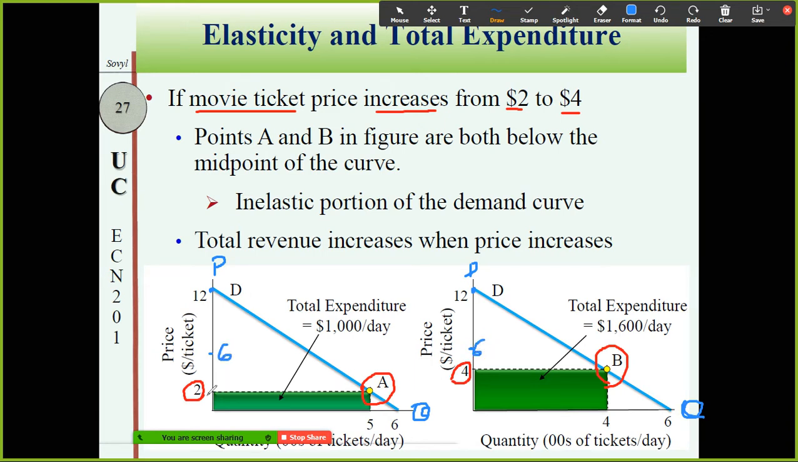So you can say $2 is still lower than 6. $4 is still lower than 6. At $2 the consumption is point A. At $4 the consumption is point B. A and B consumption points are still lower than the midpoint price.